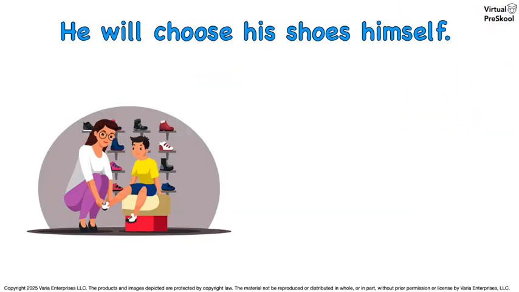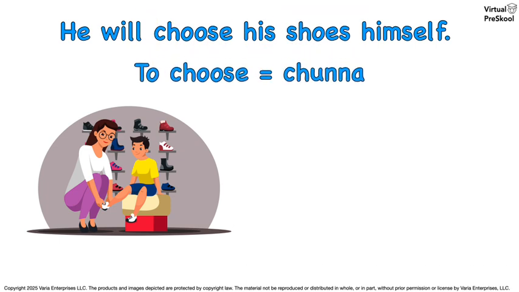All right. He will choose his shoes himself. Now this one is interesting because we're using reflexive pronouns and reflexive adjectives in here. The verb to choose is chunna. Chuna is to touch. Chunna is to choose. There's a slight variation in the pronunciation. So how would we say he will choose his shoes himself?